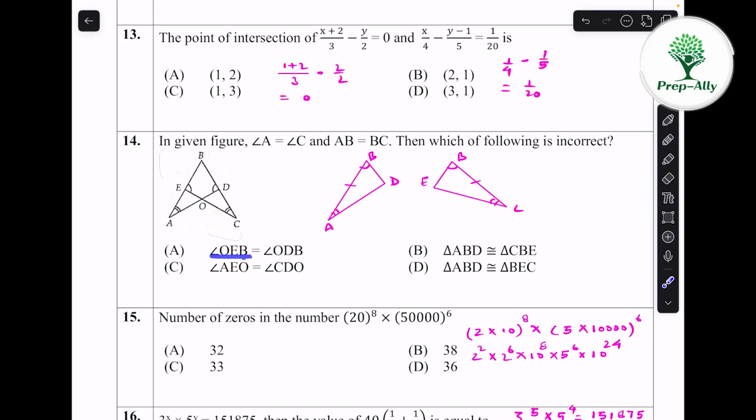Similarly here OEB equal to OEB. This is already proved here, right? And this OEB equal to, because this right, CEB equal to ADB, right? So here OEB equal to ODB, also correct. So correct. Here I have already proved the triangles are congruent. So this option is not correct. Because ABD is congruent to CBE, but here it's given what? ABD is congruent to BEC. So which is incorrect? So this one is incorrect.